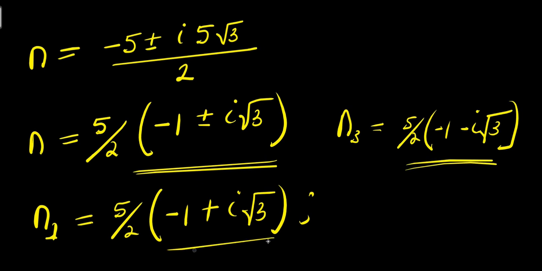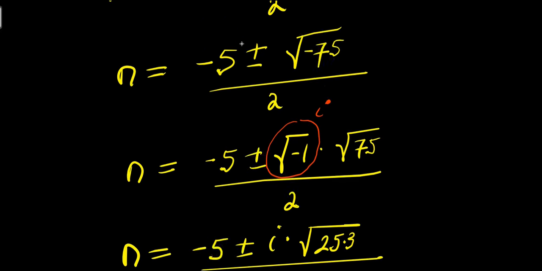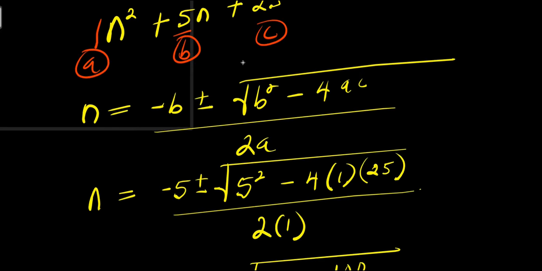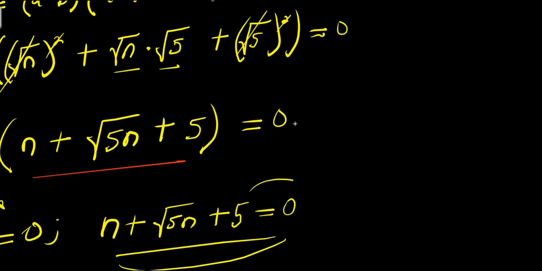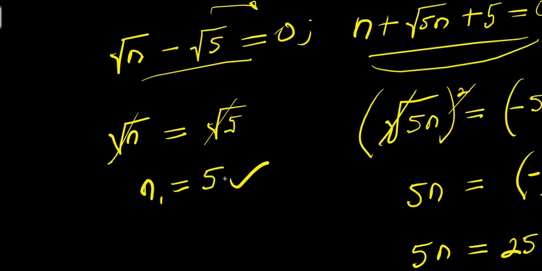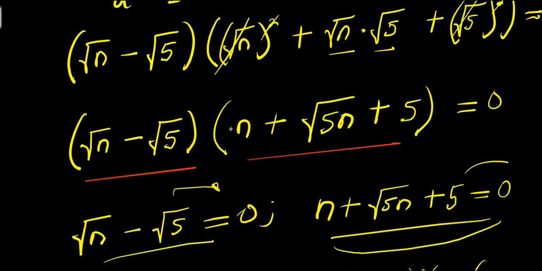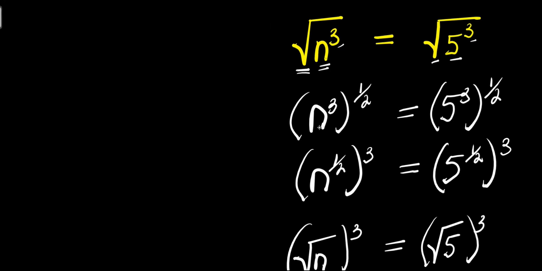So these are the two complex values for n. We also have one real value for n, which is n equals 5. Here it is. So you can easily test by inserting this particular value for n. It's very simple.